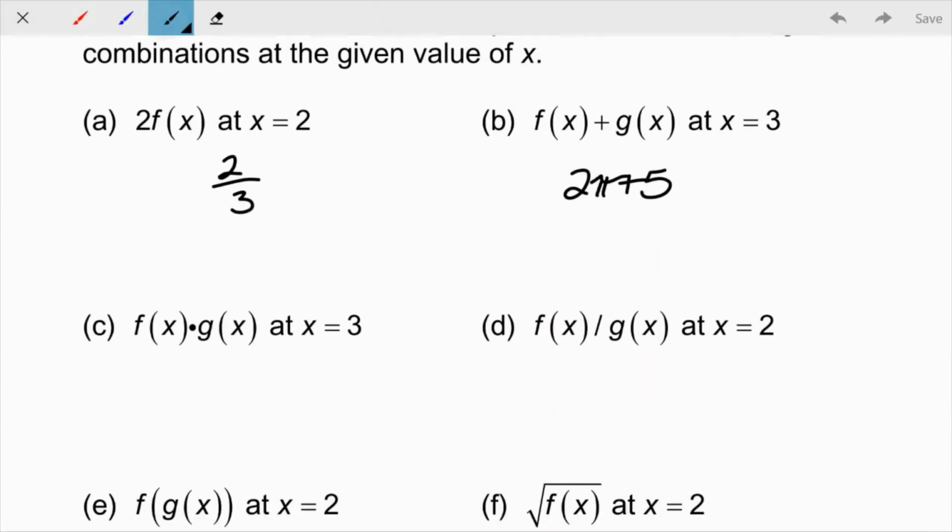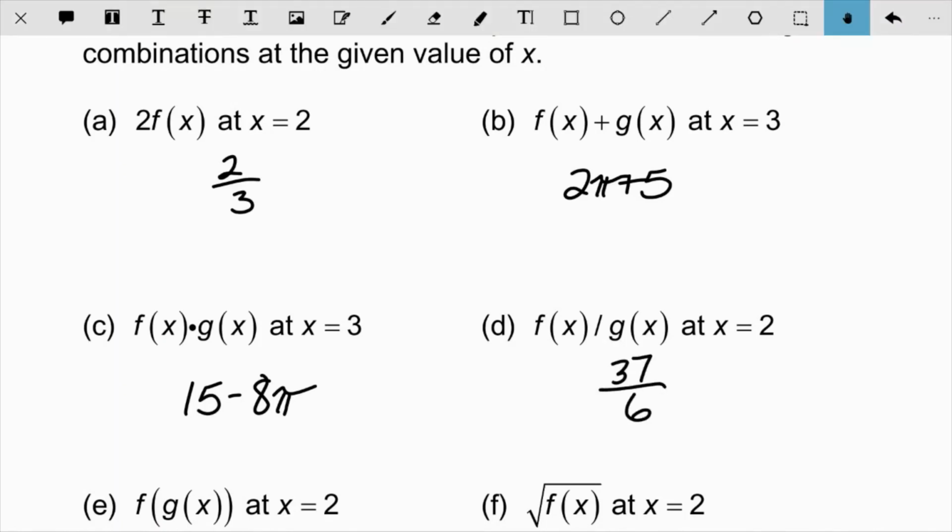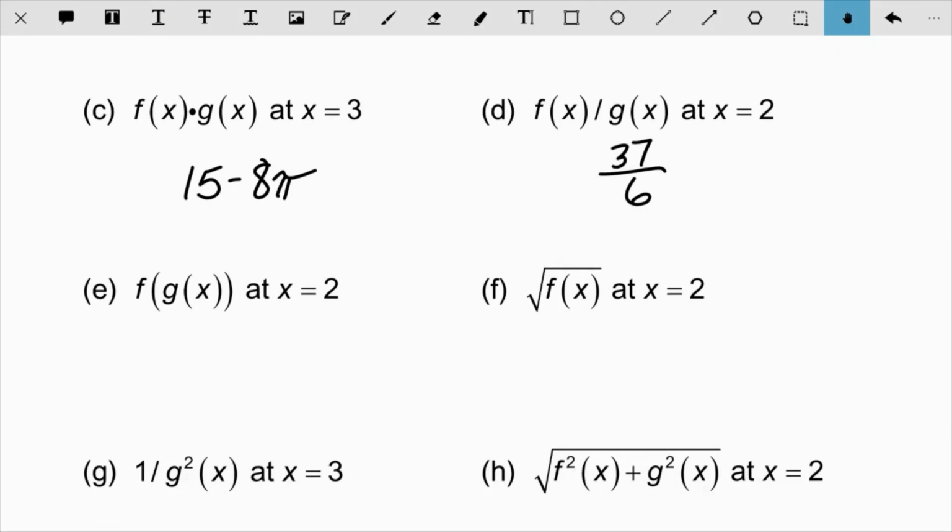And you've seen some questions like this already. F times g, it's just product rule. You would get 15 minus 8 pi. And then f of x over g of x would just give me 37 over 6 if you use your quotient rule. But let me show you one of the chain rule questions.